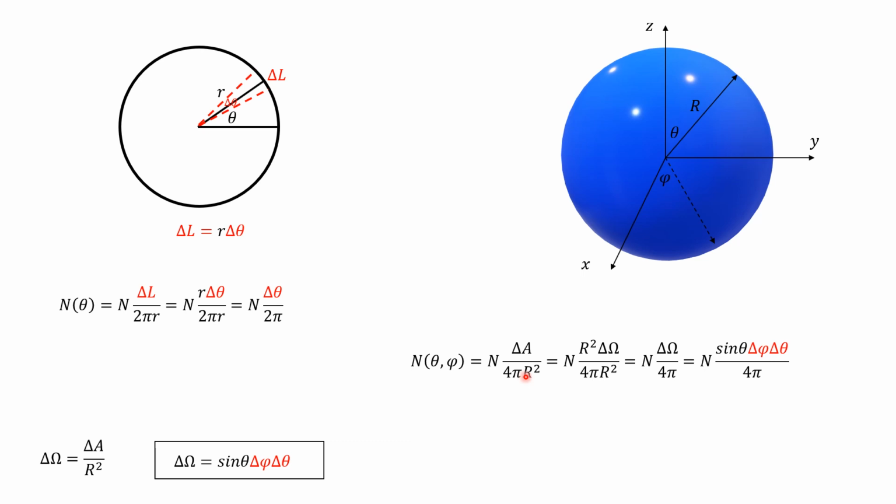And we've just seen that by definition the solid angle is this area divided by r squared. So this area is r squared times delta omega, and so the r squared cancel, and delta omega is the sine of theta times delta phi times delta theta.